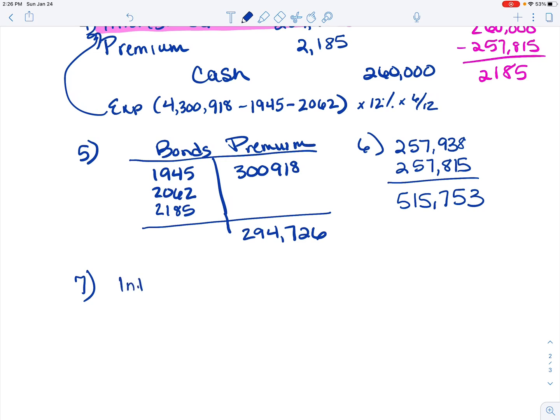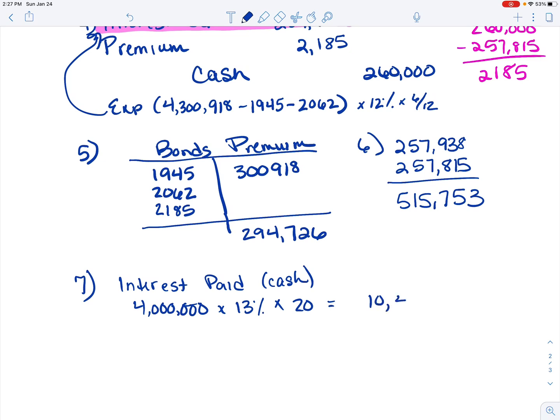So remember, interest paid, that's the cash amount. We want to figure that amount out. So it was 4 million times that stated interest rate, and this bond was 20 years. So we're going to pay that annual amount for 20 years, which comes to $10,400,000.